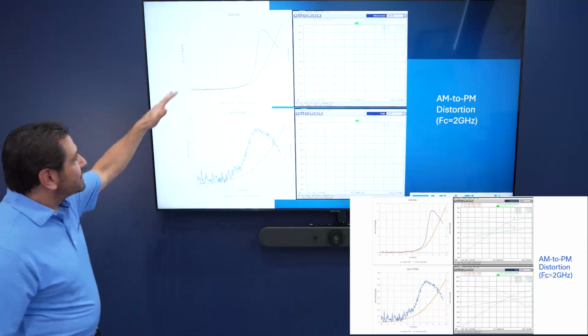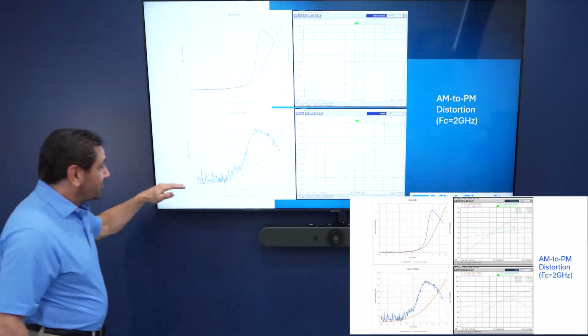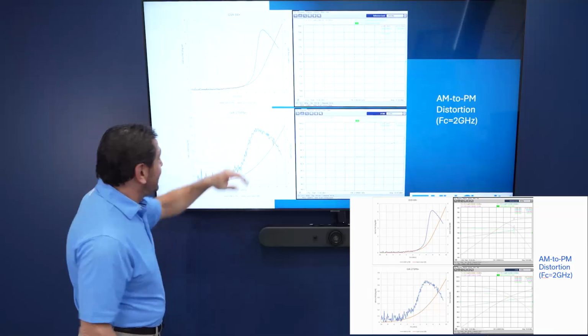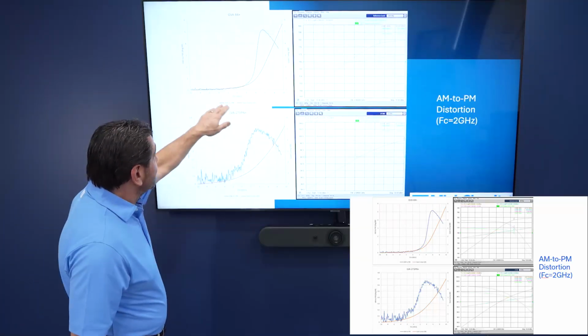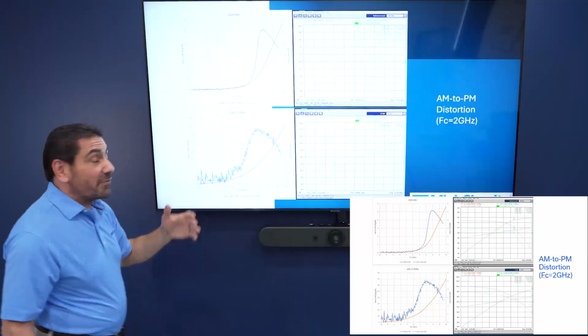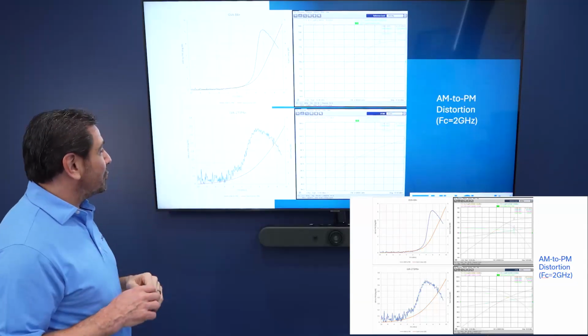But look at the difference in these two curves at 2 gigahertz. All right, barely reaches 0.7 of a degree per dB. That improves. Where this guy is, he's up at a little over 5 degrees per dB. Very different AM to PM performance.